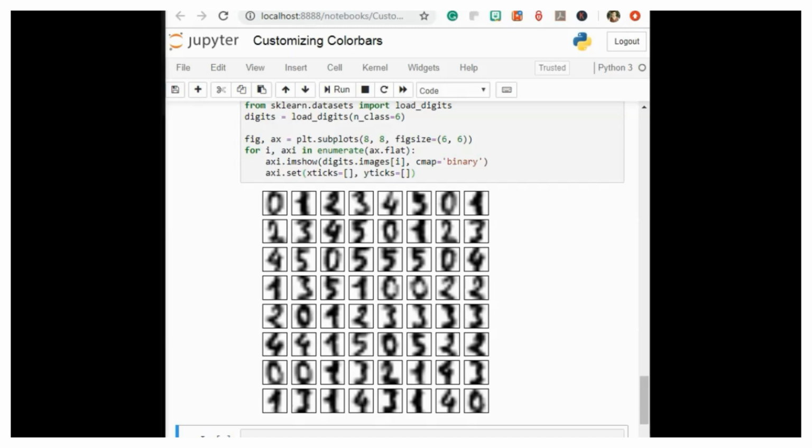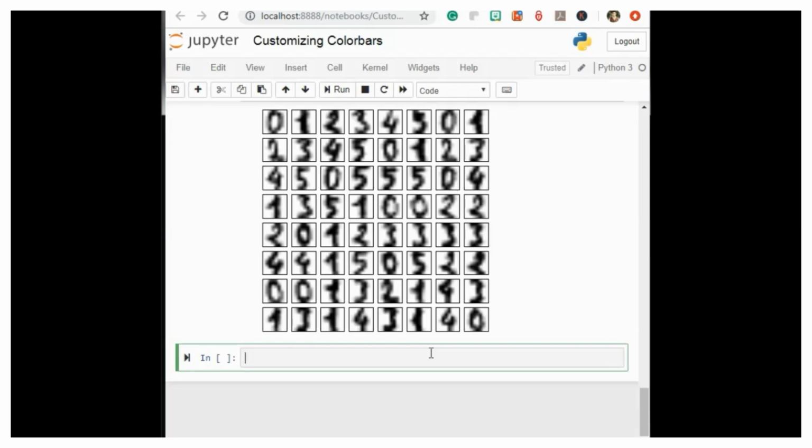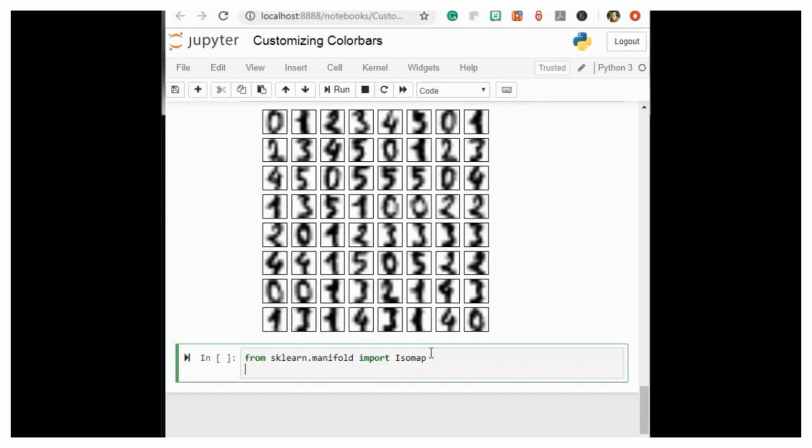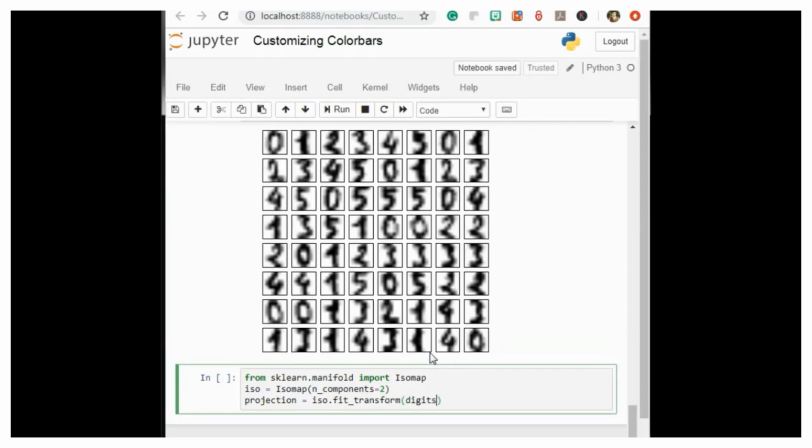So now we will start another code that projects the digits into 2 dimensions using Isomap. From sklearn.manifold import Isomap, iso equals Isomap with n_components equals 2, projection equals iso.fit_transform(digits.data).